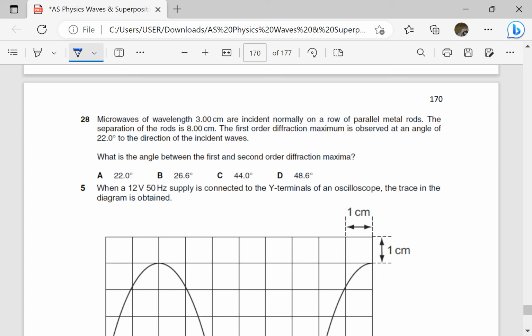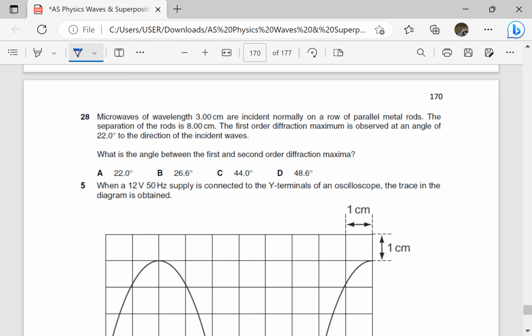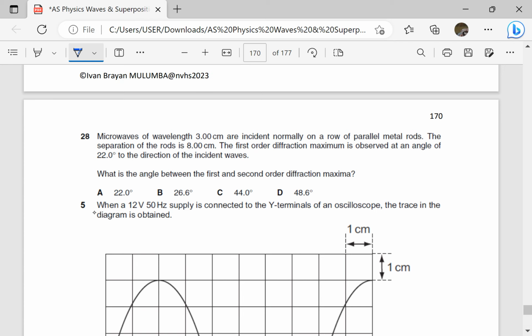Microwaves of wavelength 3 centimeters are incident normally on a row of parallel metal rods. The separation of the rods is 8 centimeters. The first order diffraction maximum is observed at an angle of 22 degrees to the direction of the incident waves. What is the angle between the first and second order diffraction maximum? Since this is diffraction, a row of parallel metal rods is going to be acting as a diffraction grating.